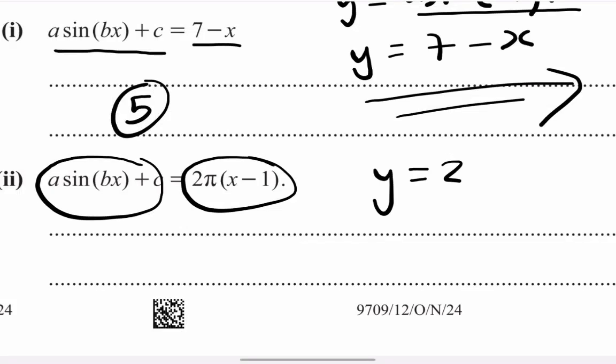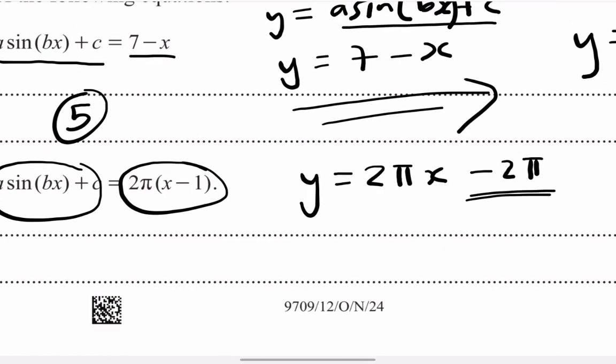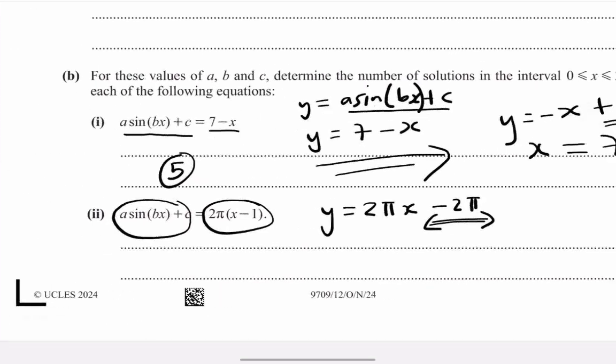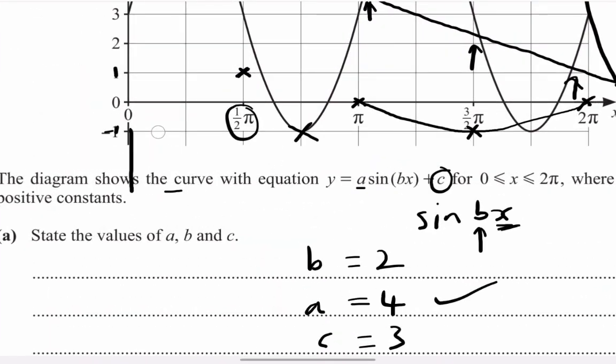So y equals 2 pi x, let me just expand it, x minus 2 pi. We can see our y-intercept is at minus 2 pi, which is minus 6.28, which will be somewhere down here. If we extend this line to minus 6.28, it will be somewhere down here like this.